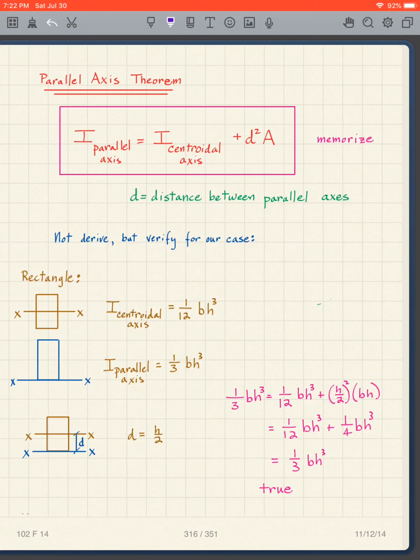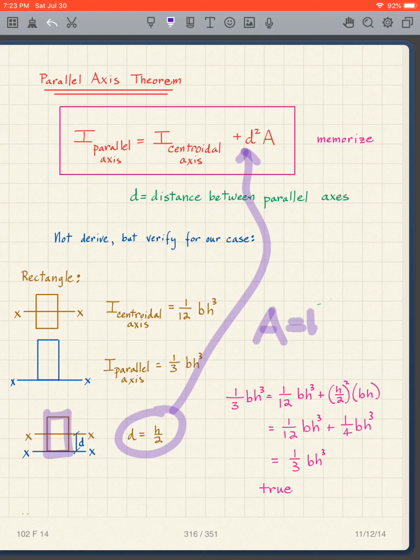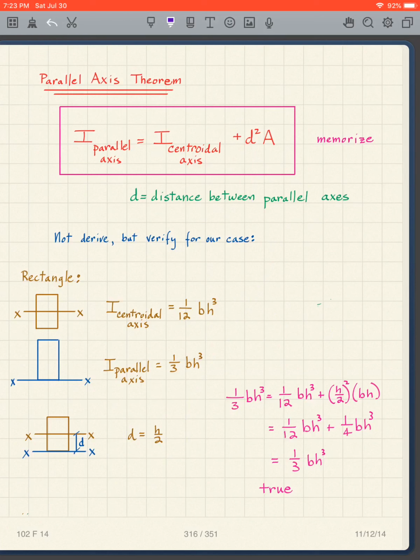Now, what is the definition of d? D is the distance between the two parallel axes. There's my centroidal axis, there's my other axis, and that's my d, the distance between those two parallel axes. So in this case, d is equal to h over 2. So if this theorem works, then I should be able to take this d, put it in there, and my a, of course, is simply the a of this whole thing, which is a equal to b times h.